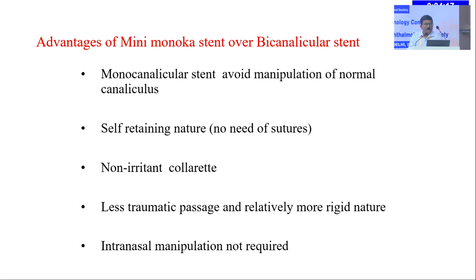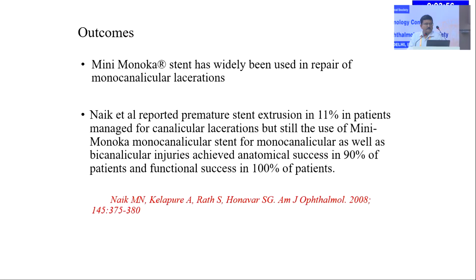The advantage of the mini monoca stent over the bicanalicular stent is that it avoids manipulation of the normal canaliculus. Its self-retaining nature means no need to suture, with non-irritant collarettes, less traumatic passage and relatively more rigid nature, and intranasal manipulation is not required with the mini monoca stent.